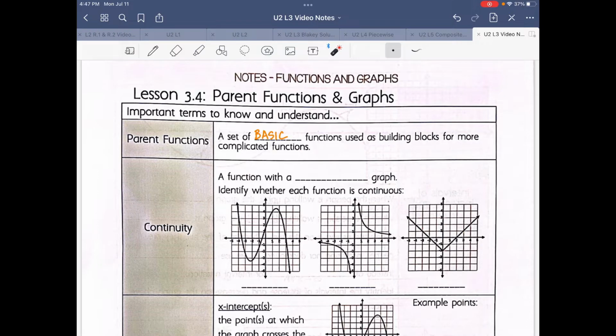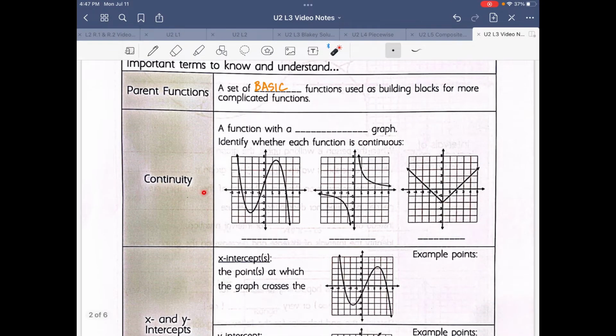So one of the first attributes that we want to talk about is something called continuity. Continuity is a function with a connected graph. And we're going to identify whether each of the functions is continuous.